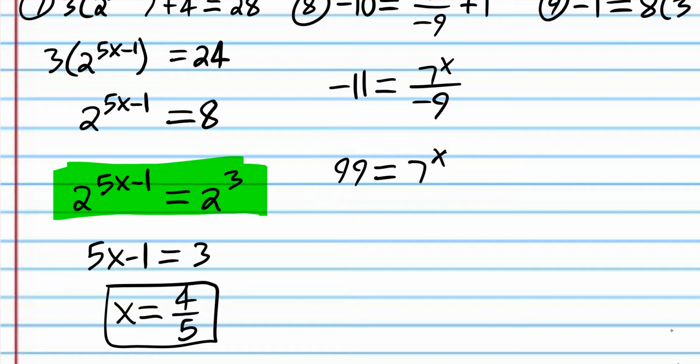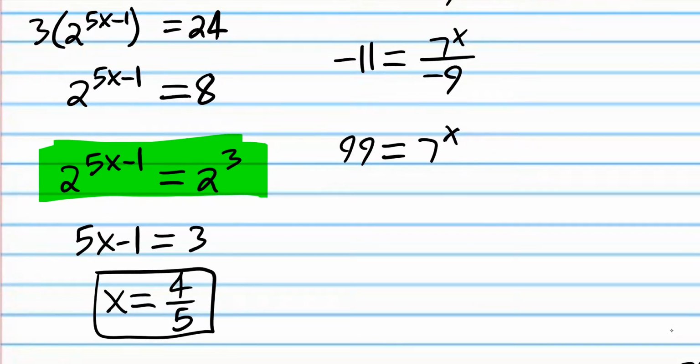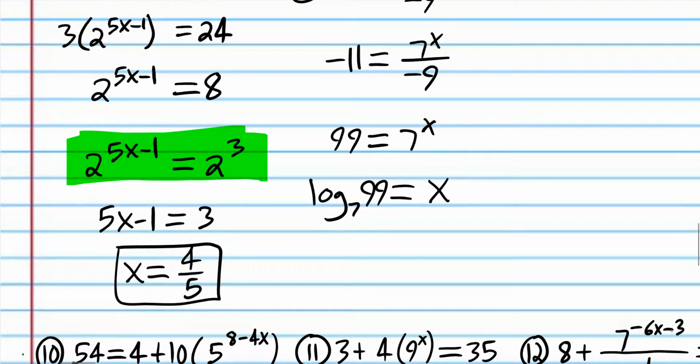Well, we're not going to solve it. We can't do it. It takes upper mathematics that we've not learned at this level. So we have to use a calculator. But what do we enter into the calculator? Well, we enter log base 7 of 99. Remember, we learned how to do that in the previous class.